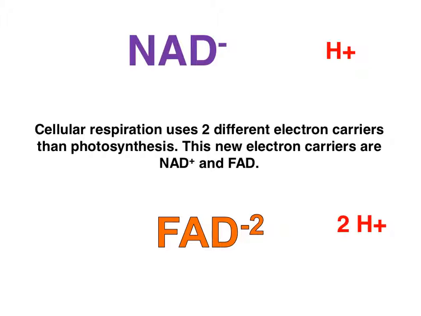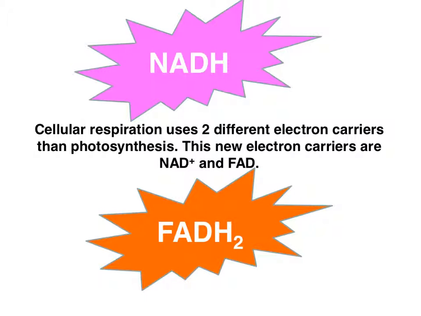The positively charged hydrogens are attracted to the negatively charged NADs and FADs. They'll join together to form those familiar full electron carriers, NADH and FADH2. The energy carried in both of these molecules will be delivered to the electron transport chain. And when the energy is released, the electron transport chain, which is in the mitochondria, can produce lots of ATP.